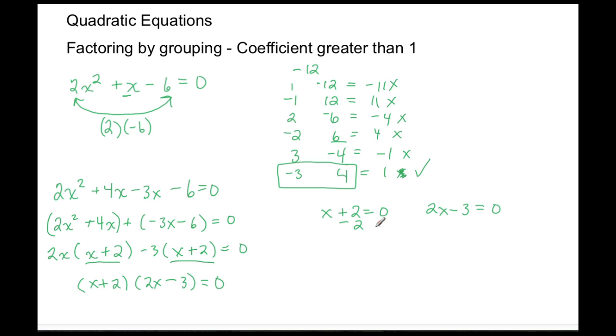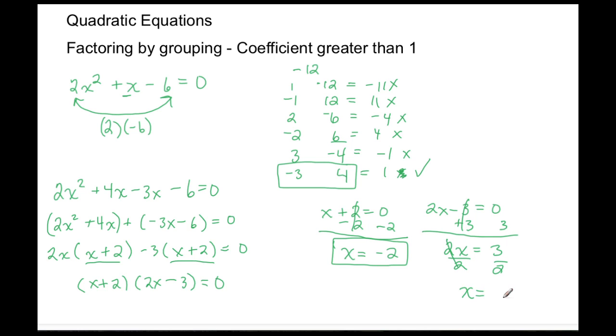Going to end up subtracting 2 from both sides. Here, these 2's cancel, and I end up with x being -2. So that there is one solution. And for the other side, to get this 2x by itself, I need to add 3 to both sides. Those 3's cancel. I'm left with 2x is equal to 3. I'm going to end up dividing both sides by 2. Those 2's cancel. And I see that x comes out to be 3/2 or 1.5.